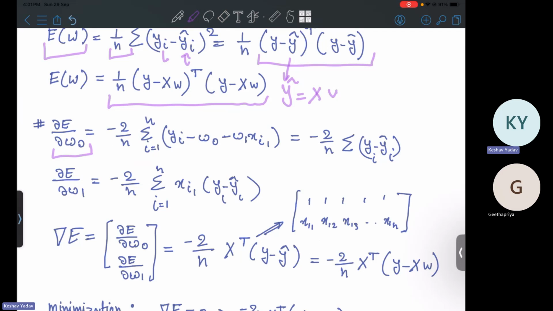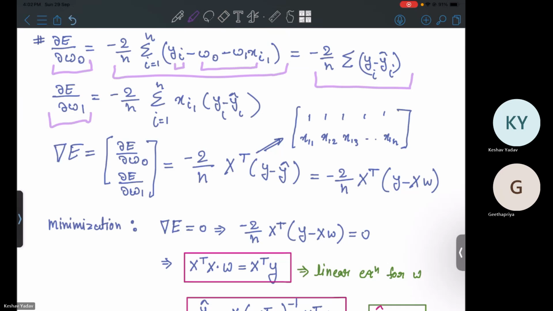Now you take the derivatives, del E upon del W0 and del E upon del W1. Here this is my yi and this is my yi hat. So the first will be equal to minus 2 by n summation of yi minus yi hat. Similarly, the second will lead to minus 2 by n summation of xi1 times (yi minus yi hat). This gradient can be represented in vector format. So X transpose will have 1 in the first row, x11, 1 in the second row, x12, like that.